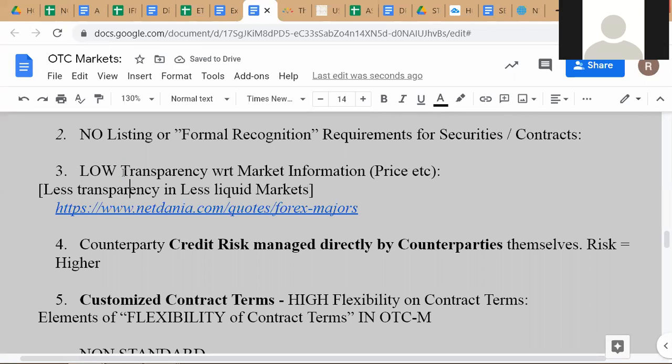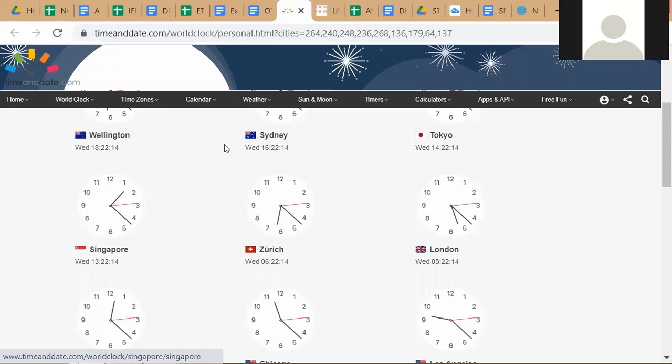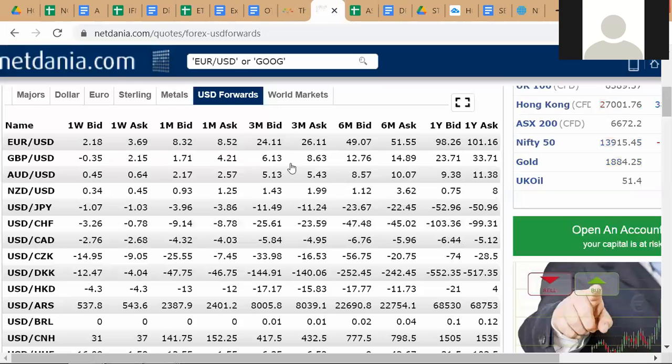Now, why is this the case? You see a perfect example here. Foreign exchange is a very liquid market, the most liquid market in the world. So foreign exchange, you have high transparency. As you can see here, you can see all the prices even for foreign exchange forward. This is an OTC product.